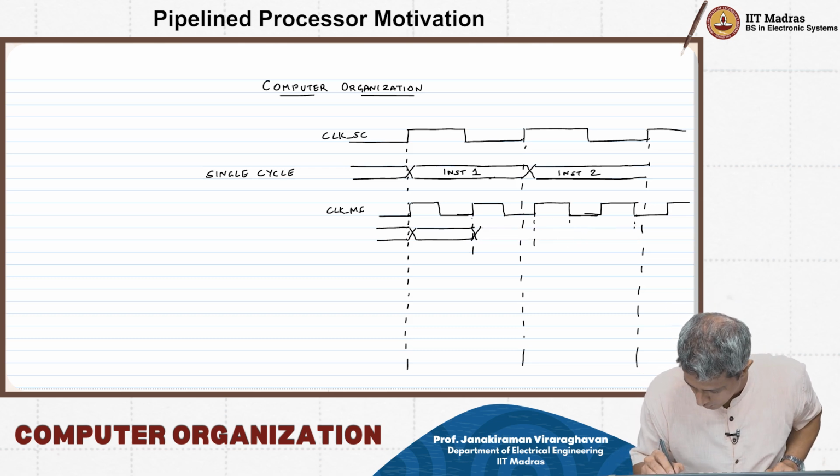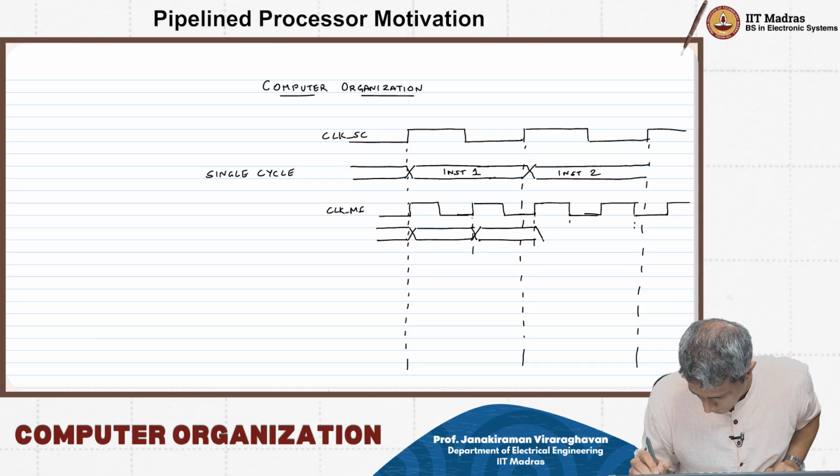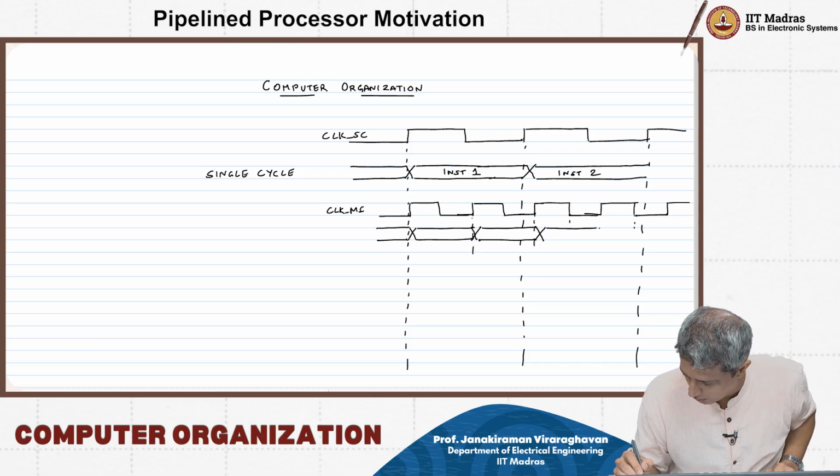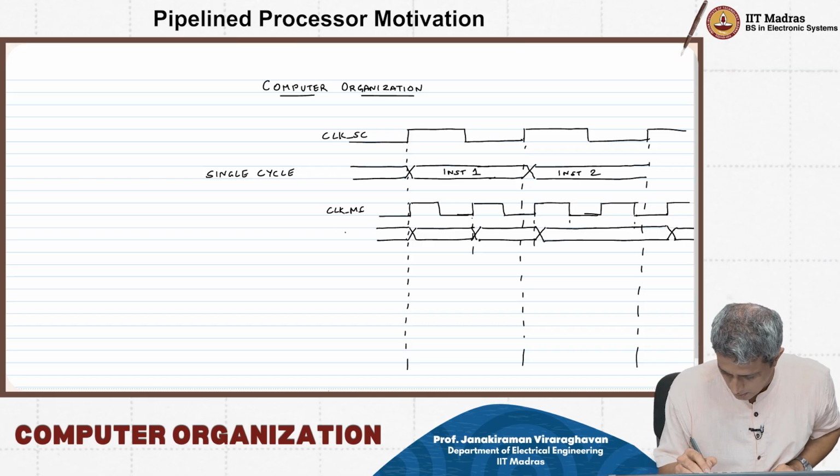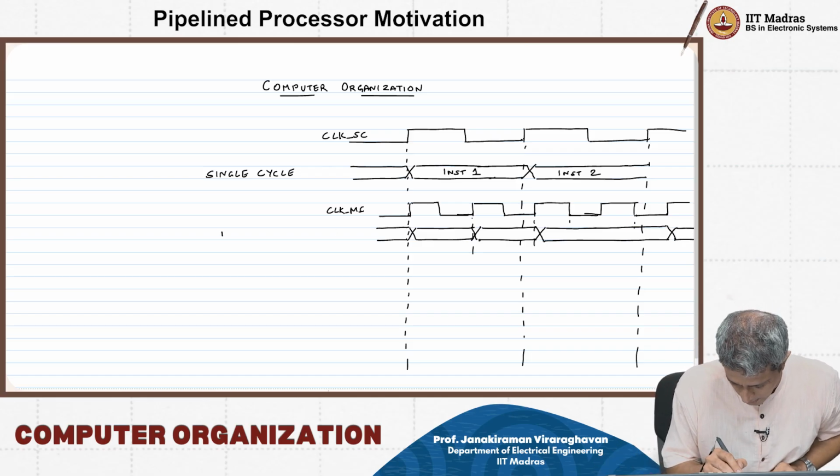So let me redraw this. This instruction is also taking just one cycle, and then you launch another, which is going to take about 2 clock cycles like this. This is my multi-cycle.